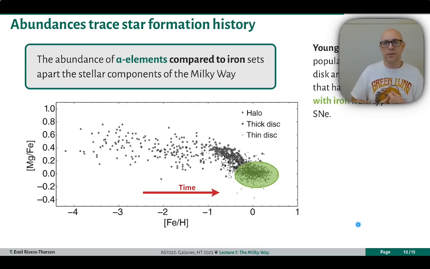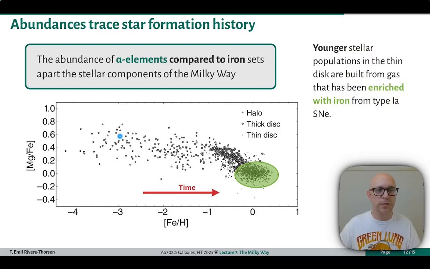This is because younger stellar populations in the thin disk are built from gas that has had a longer time to be enriched with iron from type 1a supernovae, and these therefore have a large iron abundance and a low alpha over iron abundance, whereas the ones out here, which we call alpha enriched stars, sorry, now you can see this. Alpha enriched stars are older stars that are formed in a more pristine gas with less iron in it.